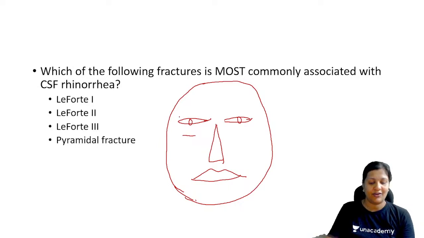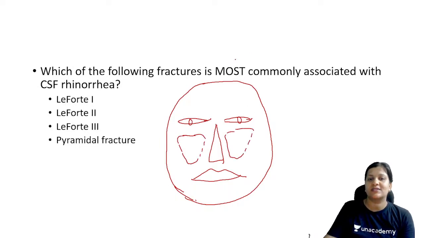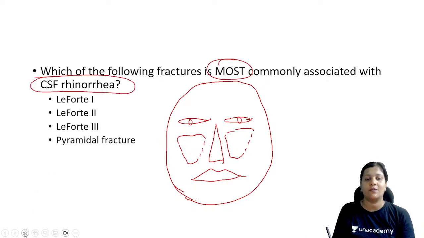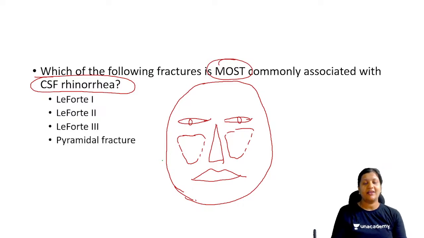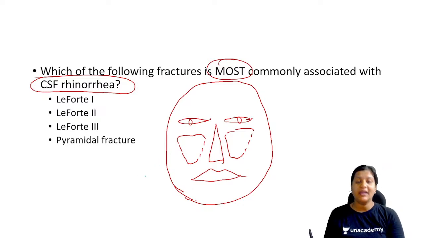Yes, I'm waiting for your answer, guys. So which is commonly associated with CSF rhinorrhea? Is it Le Fort 1, 2, 3 or pyramidal fracture? C is the correct answer, Ayan. Virender, it's unfortunately not B, it is C.